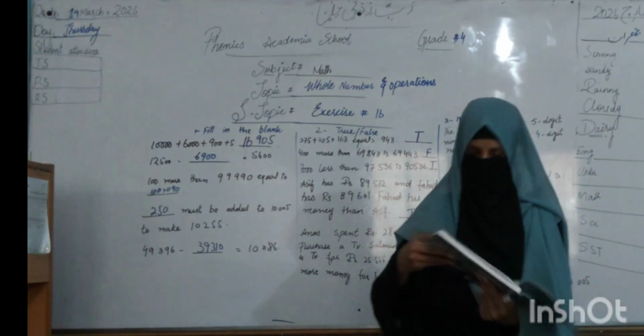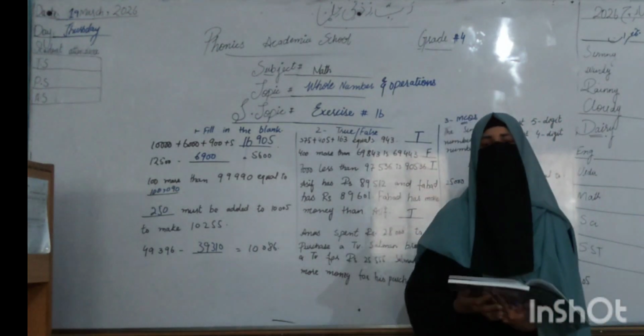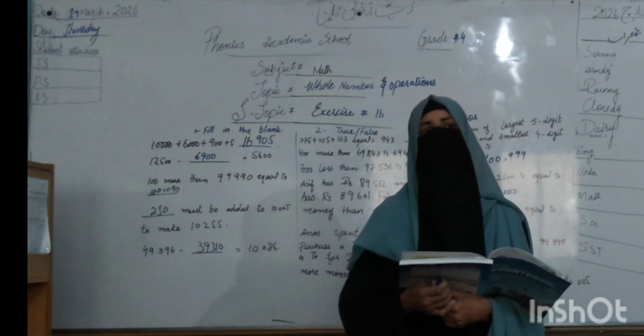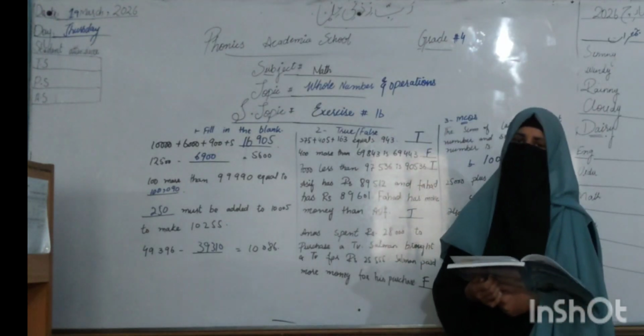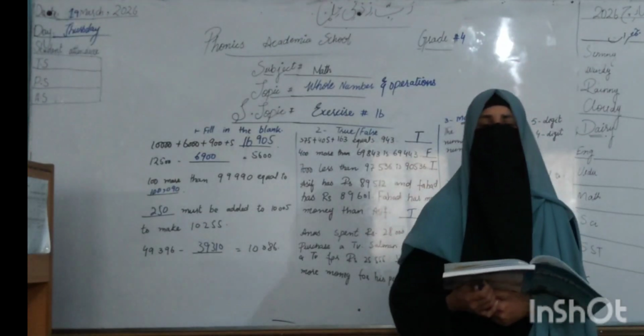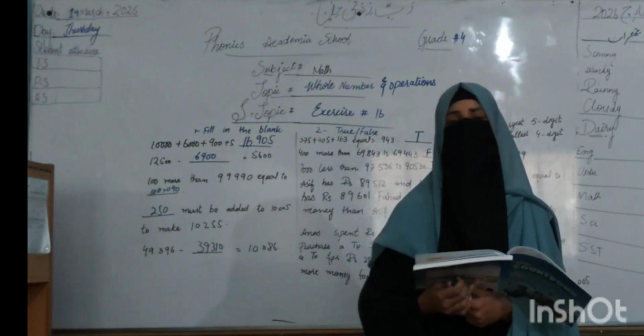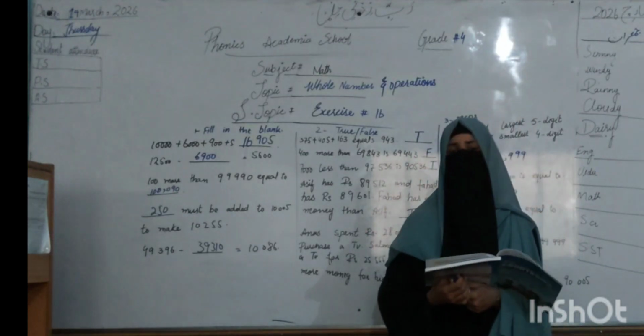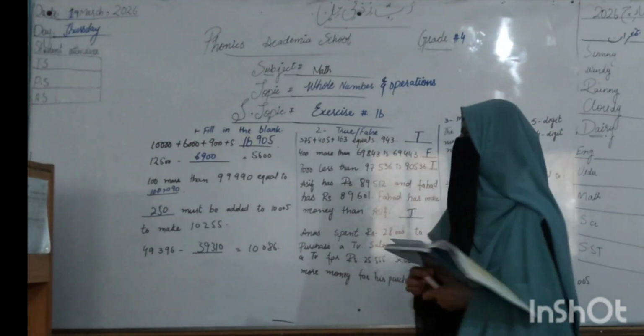So all the students, open your book to page number 11 and also pick up your pencil. In today's lecture we have to do questions number 1, 2 and 3. Question number 1 is filling in the blank. Question number 2 is to state whether the statements are true or false, and question number 3 is to choose the correct option in the MCQ. So let's start the lecture.